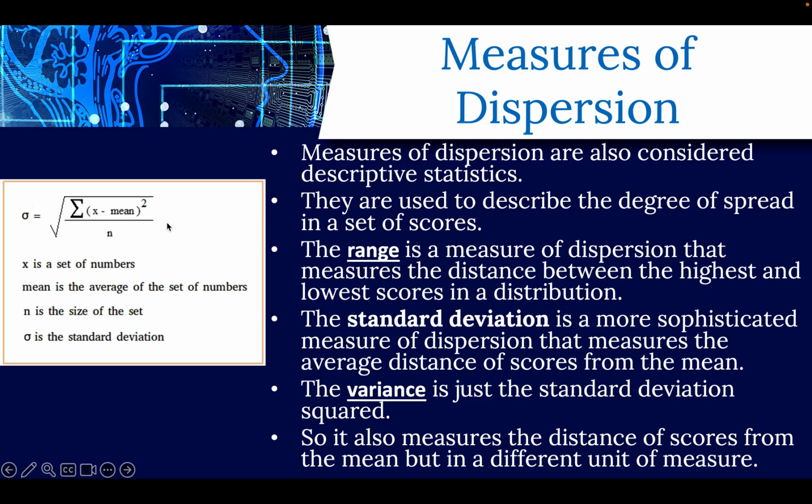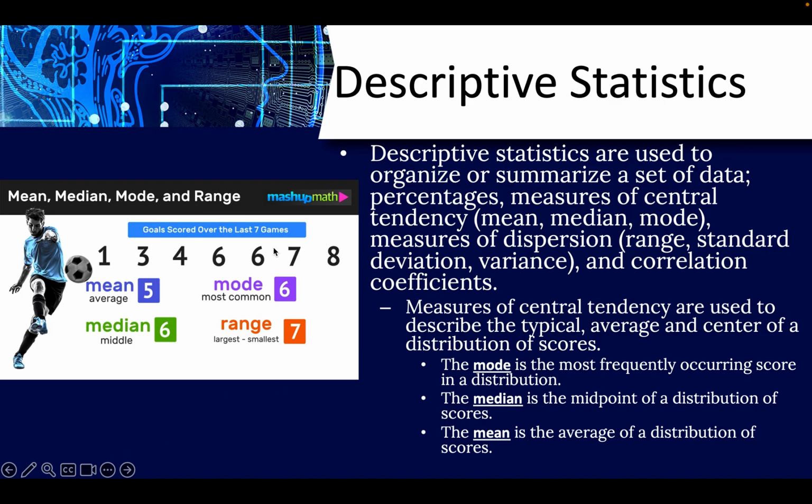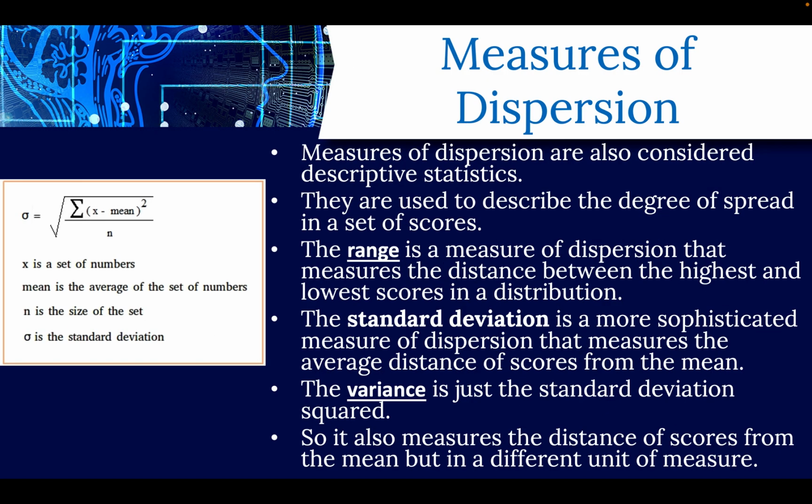Then you add all of those up and divide by the number of numbers. In this case, it's 7. There are 7 numbers. And that's your variance, as weird as that sounds. The standard deviation is then the square root of that. Then the variance is you just square the standard deviation, multiplying it times itself. So it also measures the distance of scores from the mean, but in a different unit of measure.